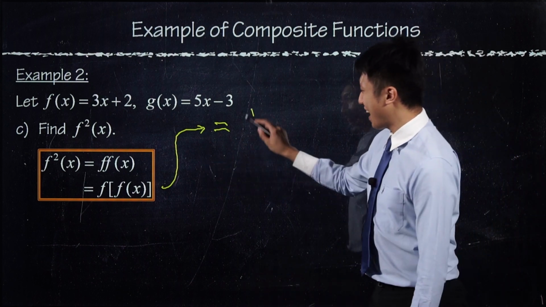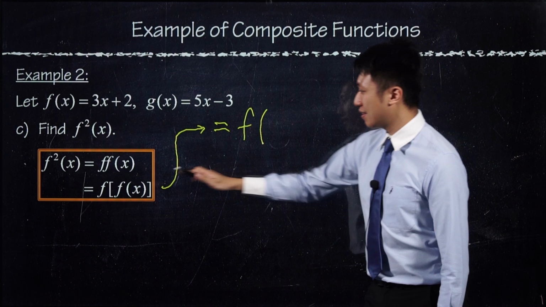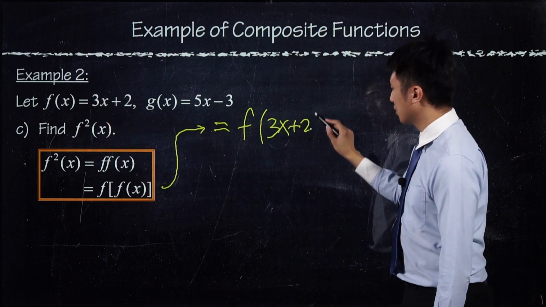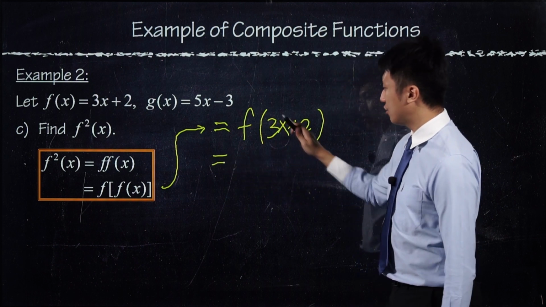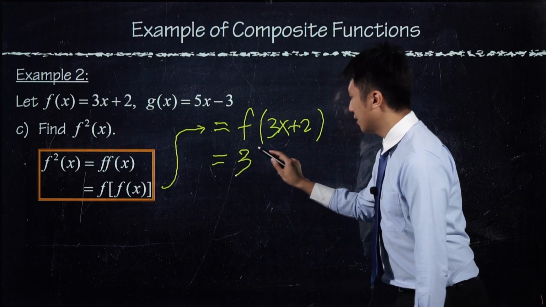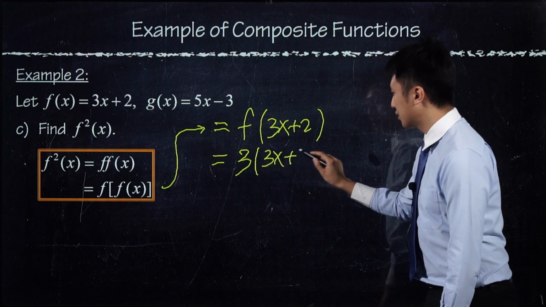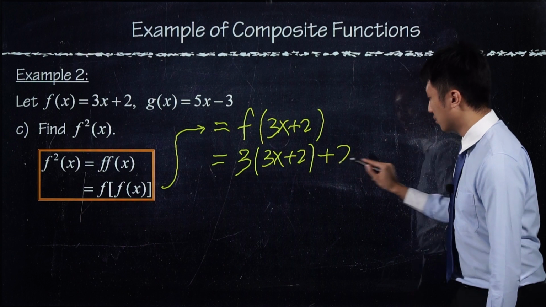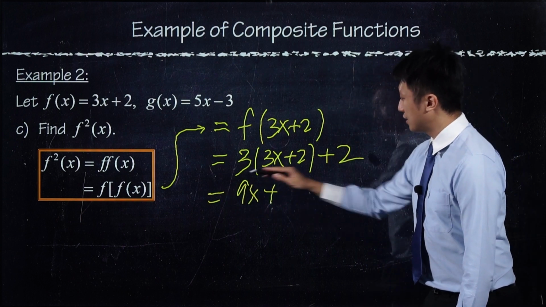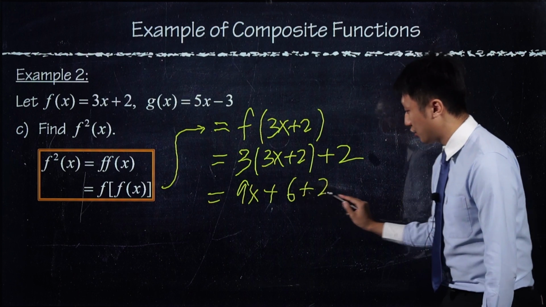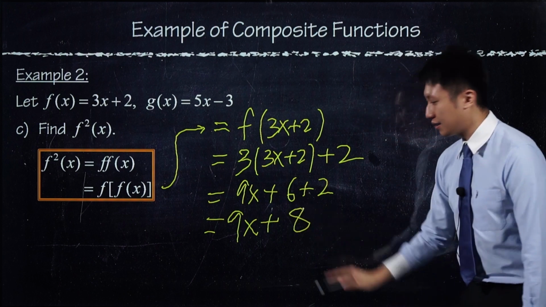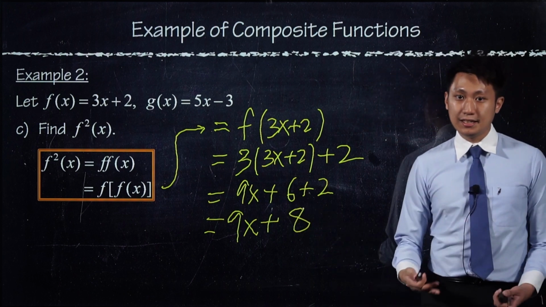Okay? So you got this one. f bracket f(x). I copy down f(x), so 3x plus 2. Then I put this whole thing into here, means 3x plus 2, then plus 2. So it will be 9x plus 6 plus 2, which means 9x plus 8. Easy.